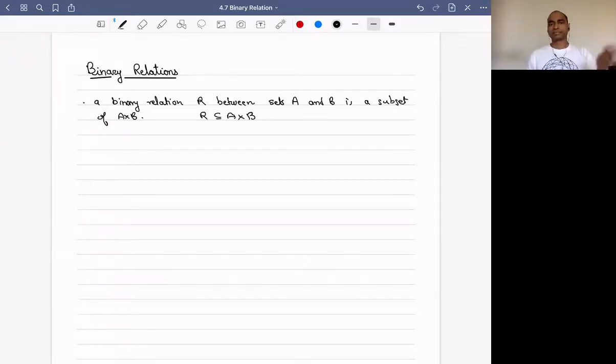A relation between sets A and B is just a subset of A cross B. That's it. Very simple definition. And you already know an example, function.